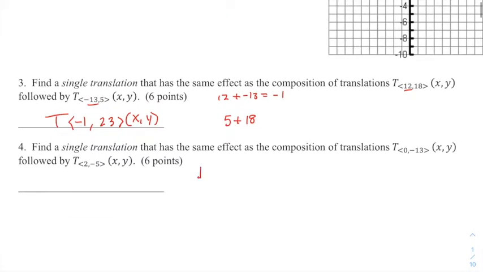Next one here, you can do the same thing. So let's go 2 plus 0. That's going to be 2. You can do -5, -13. And that would get you -18.